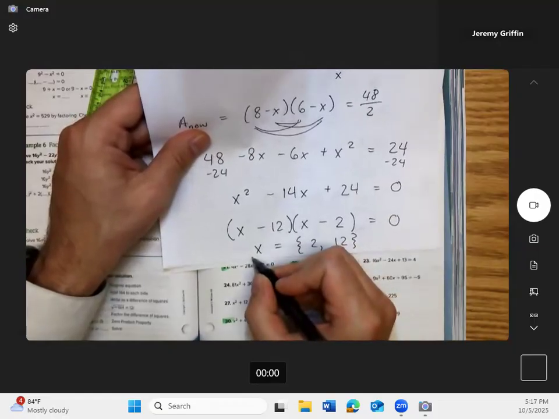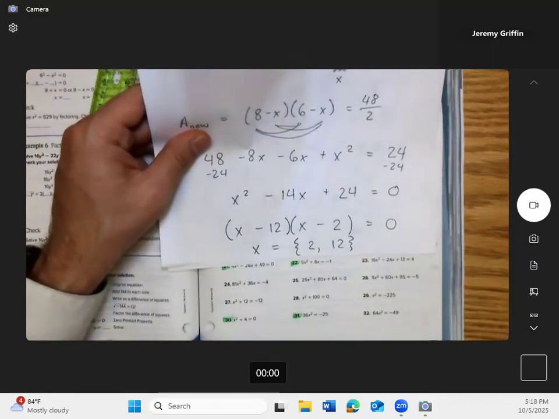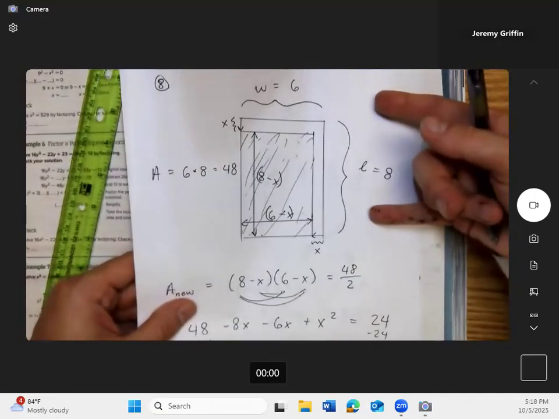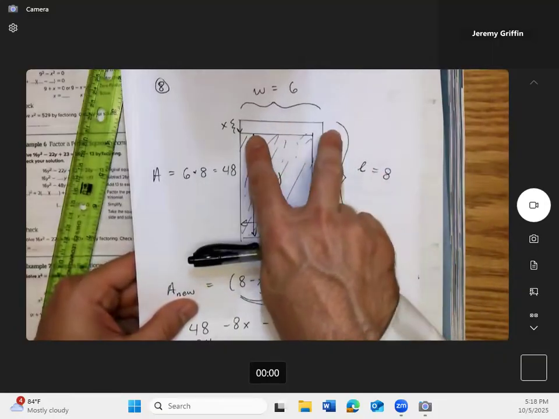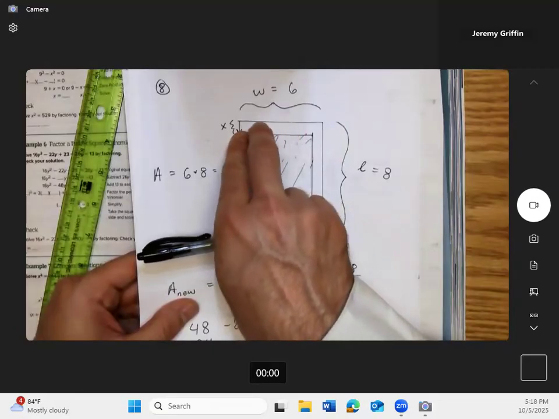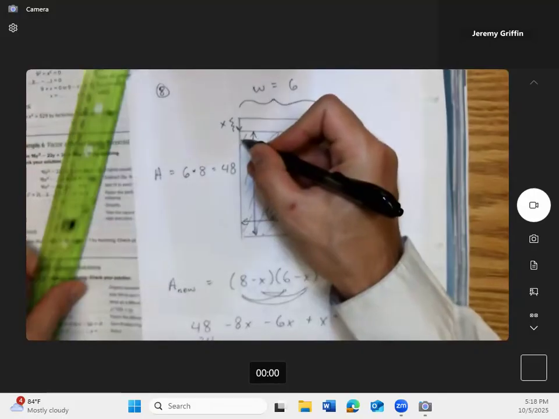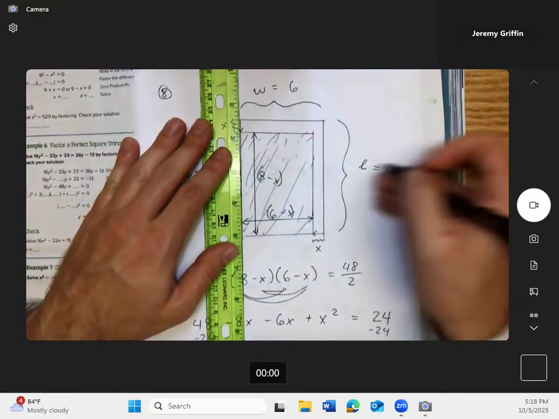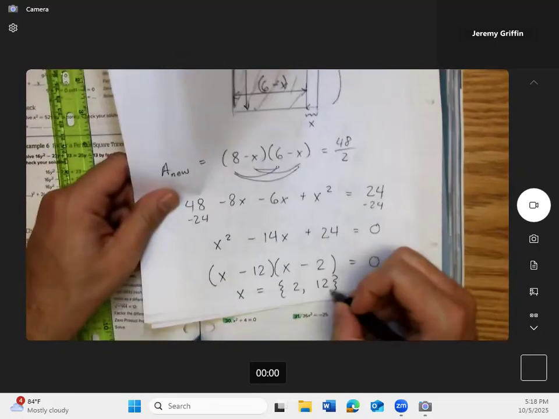Wait a minute. There's a trick here. It cannot be both those things. I'm being silly. Let's go back to the original question. Guys, look at this. x can't be anything more than 6. If you cut 5.9 from each side, you've got a little skinny rectangle, which is hardly anything. You can't cut more than 6. So nothing more than 6 works.